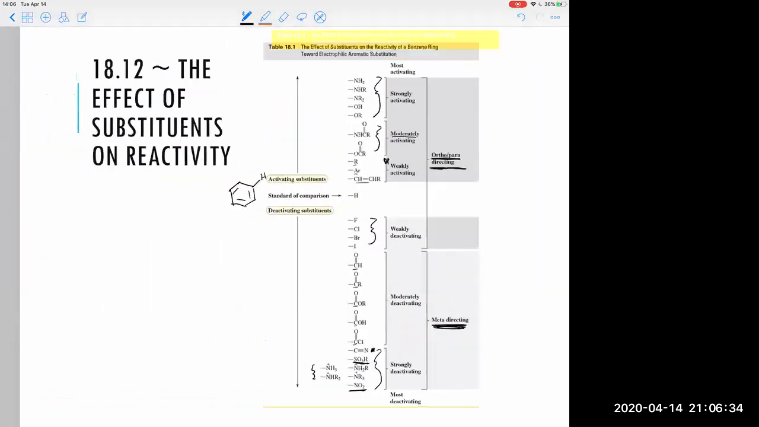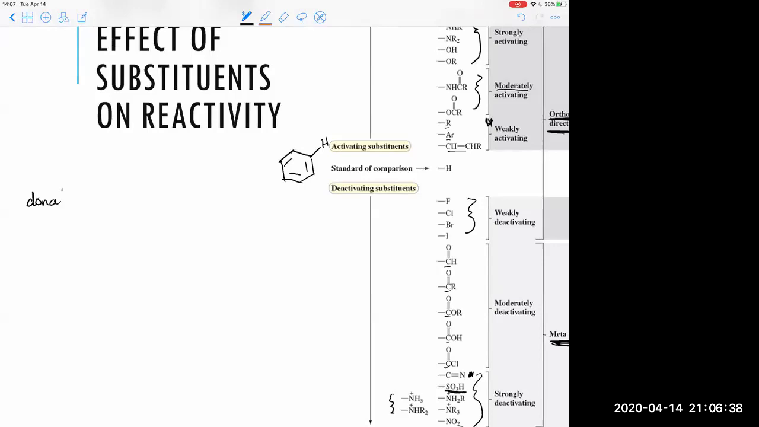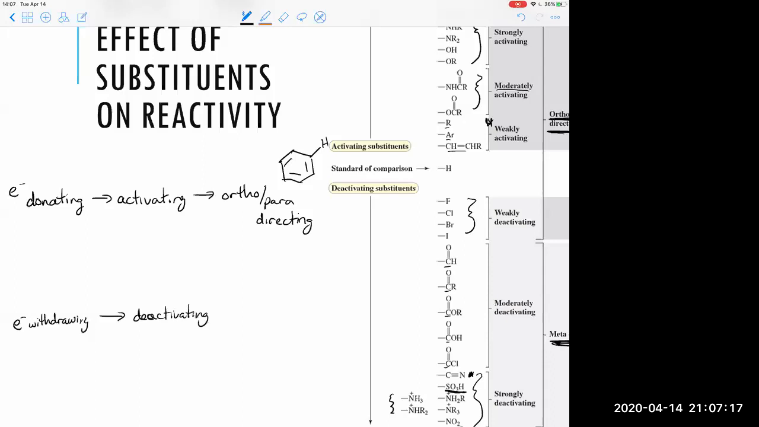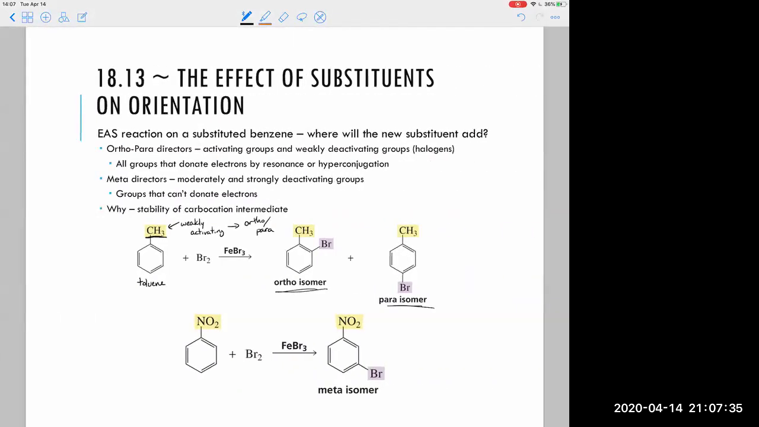All right, so just to summarize in our minds what we want to think here. Electron donating, activating, ortho-para directing. These are all one and the same thing, right? If you're electron donating, that means you're activating, which means you're going to be an ortho-para director. If you're electron withdrawing, that's deactivating, and that is meta directing. Okay, so those are just your quick associations you want to have in your mind.